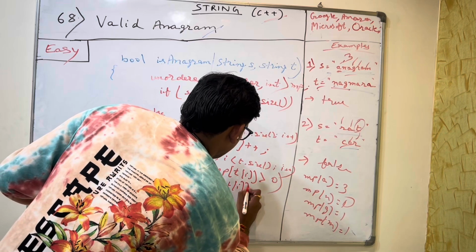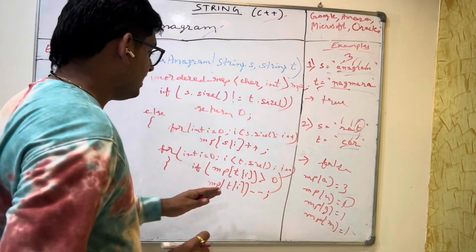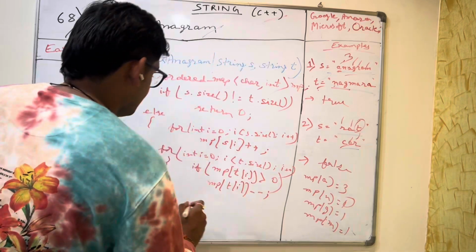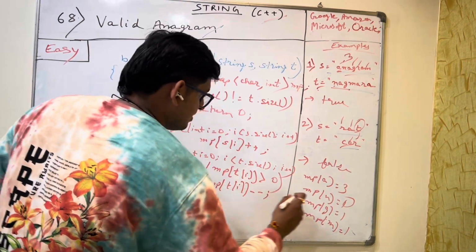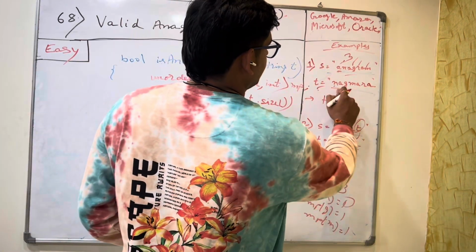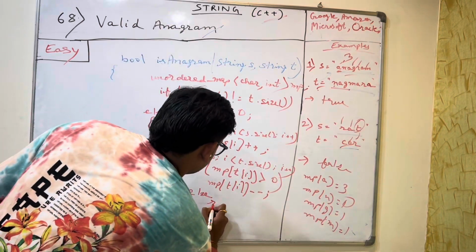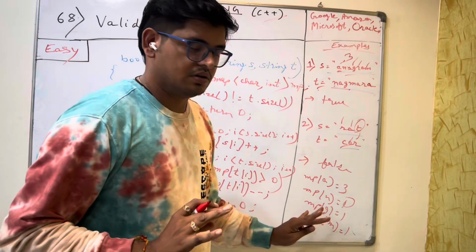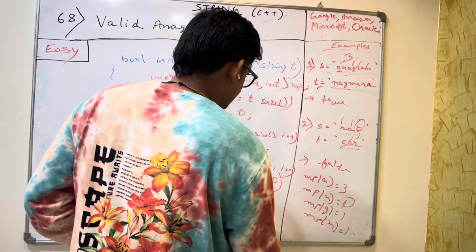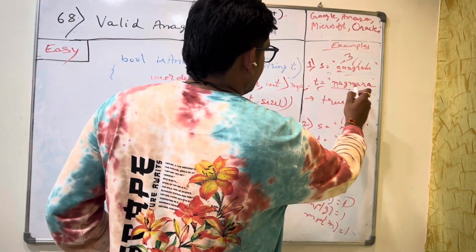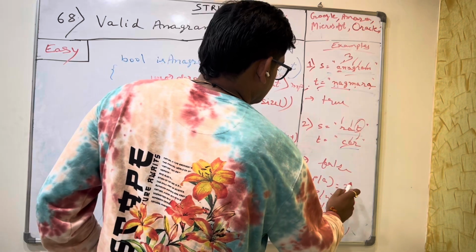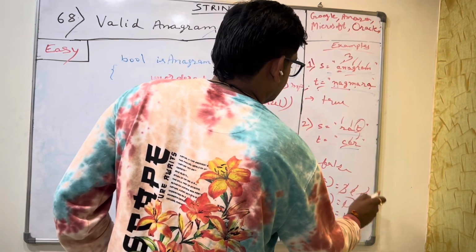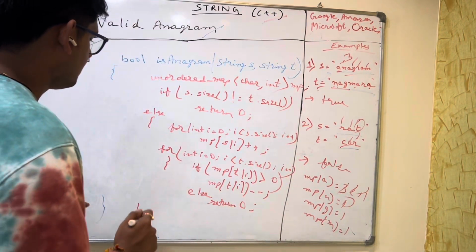Why do we decrease the value here? So that if it comes again, that means there is an extra N in this, right? So in that case we will return 0. It cannot be extra, right? Finally it has to be 0. So if it is greater than 0, we will decrease it. So when we get A 3 times, 3 will become 2, 2 will become 1, and it will be 0, right?